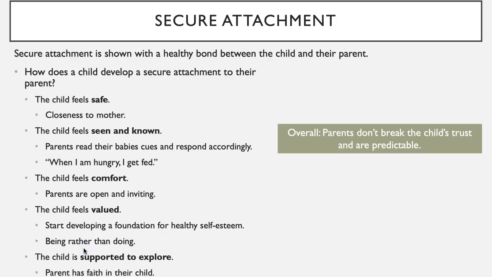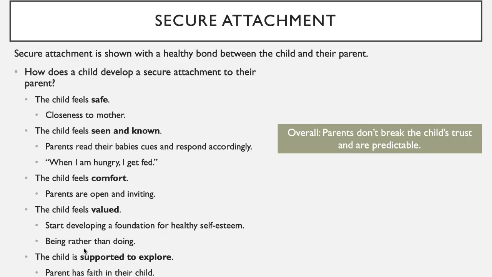So secure attachment is shown with a healthy bond between the child and the parent. So how does a child end up developing secure attachment? Basically, overall, the child feels safe and there's a closeness to the mother. The mom is a source of food and protection for the baby. You're basically not overwhelming the kid. And if the child is scared, they know they can always fall back and go to their mother. It's a safety thing.